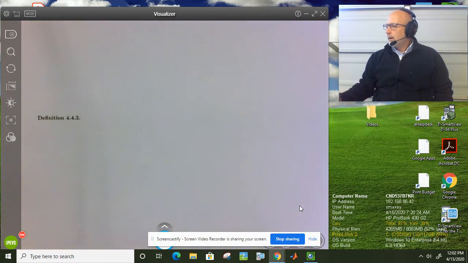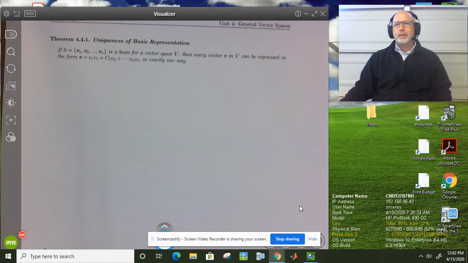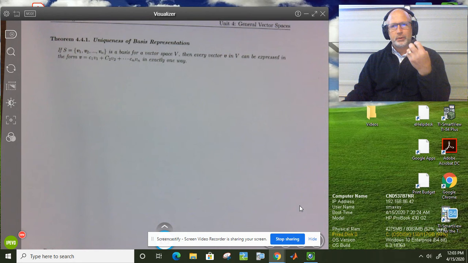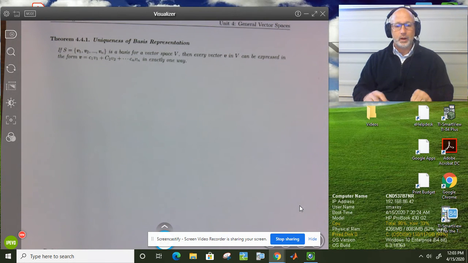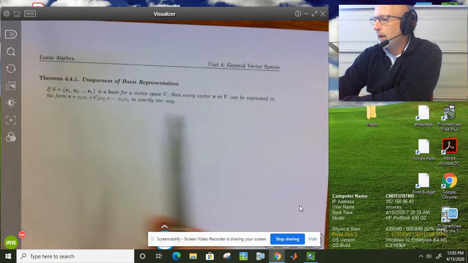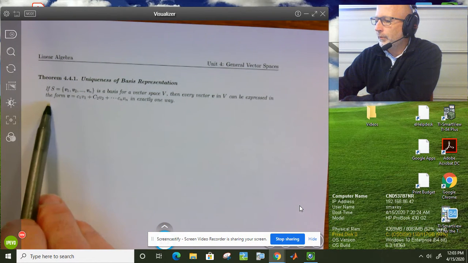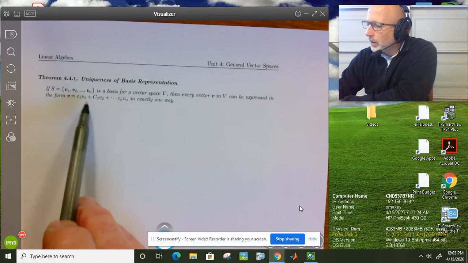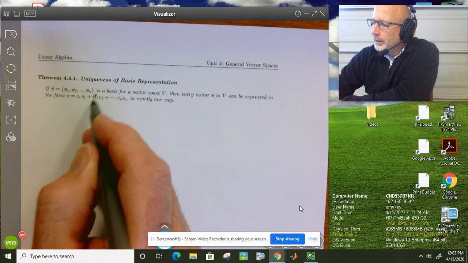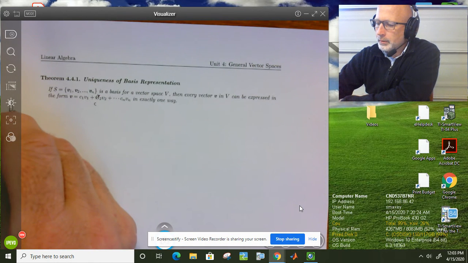Okay, next page. Uniqueness. Now, are these representations unique? If I'm given a basis, is it possible that I take any arbitrary vector in that space and I'm able to represent it in two different ways? And the answer is no here. If S, the set of vectors v1 through vn, is a basis for the vector space V, then every vector in V can be expressed in the form here. That should be a lowercase c, I'm not sure why that's an uppercase C, sorry about that, in exactly one way. So how do we do this? We do this by proof by contradiction.